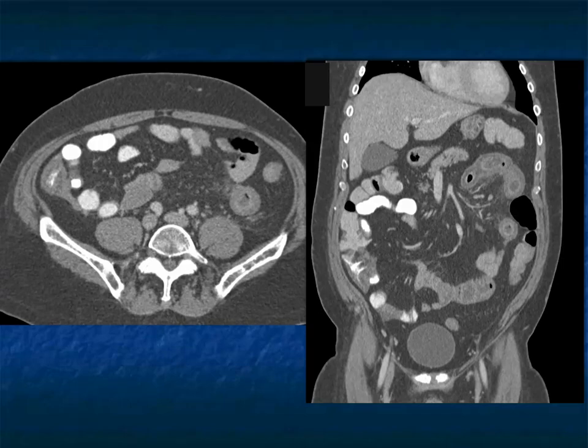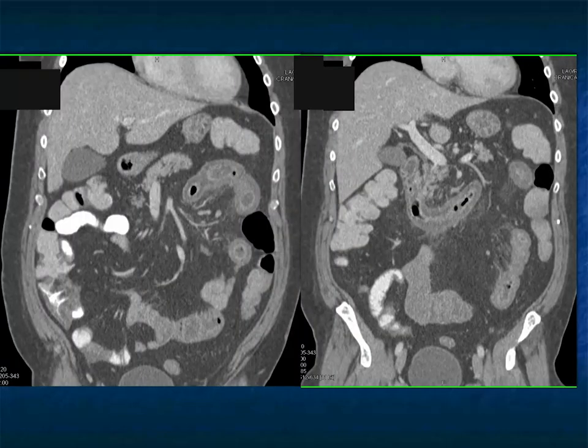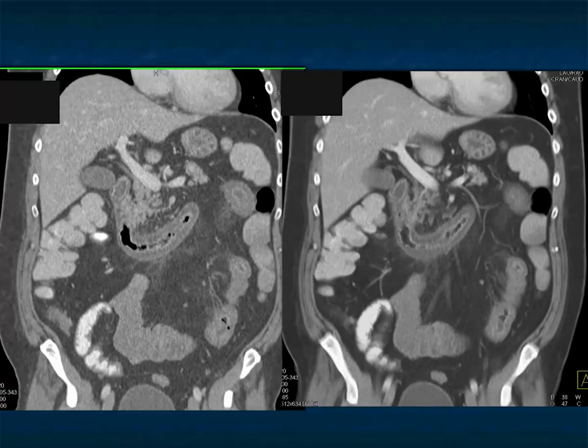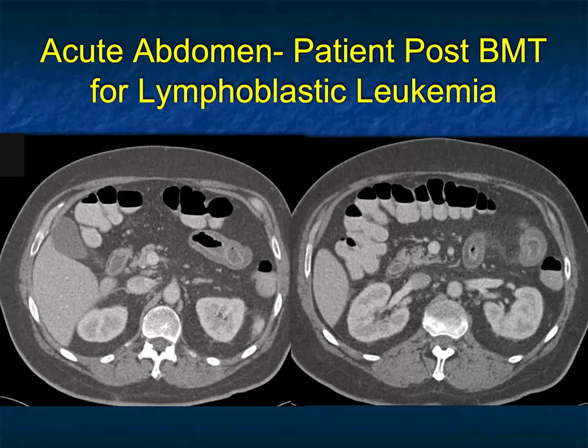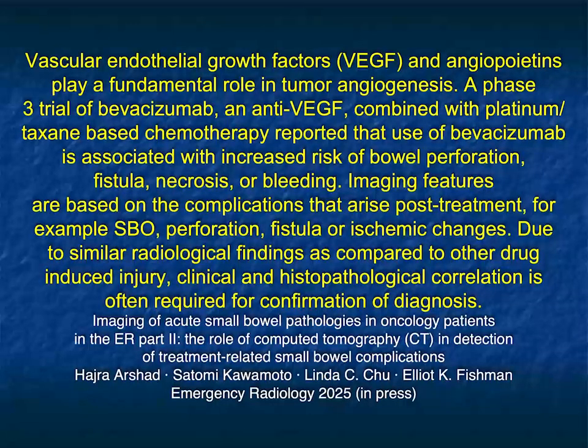This thickening in the cecum, so again, you at least think about typhlitis. But look at the extent of the bowel involvement from the first through fourth portion of the duodenum, the haziness in the mesentery, the involvement in the jejunum, very nicely shown as well. And when you look at all this together, this was a patient who was post-bone marrow transplant for lymphoblastic leukemia. Again, graft versus host disease.